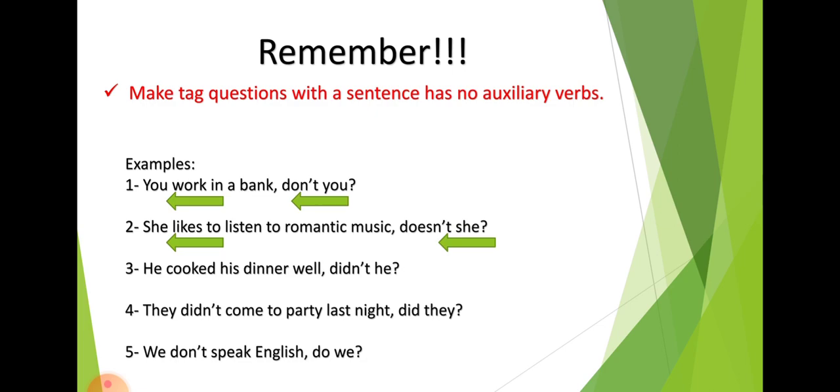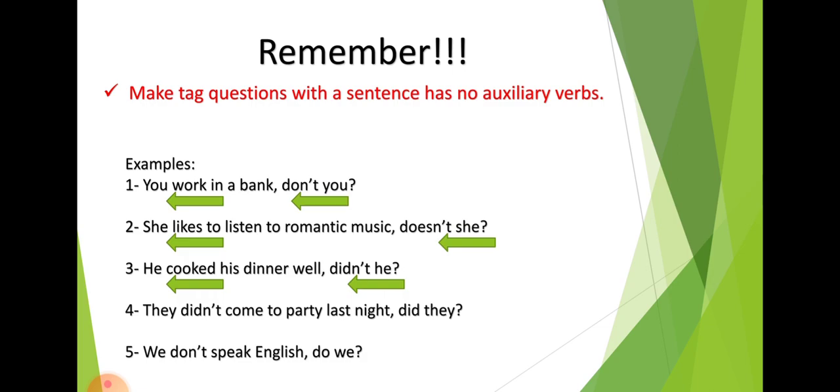Number 3, he cooked his dinner well, didn't he? The main verb in this sentence is cooked, and the tag question is didn't he? Because the sentence is in the past tense, we use the helping verb didn't to make the tag question.